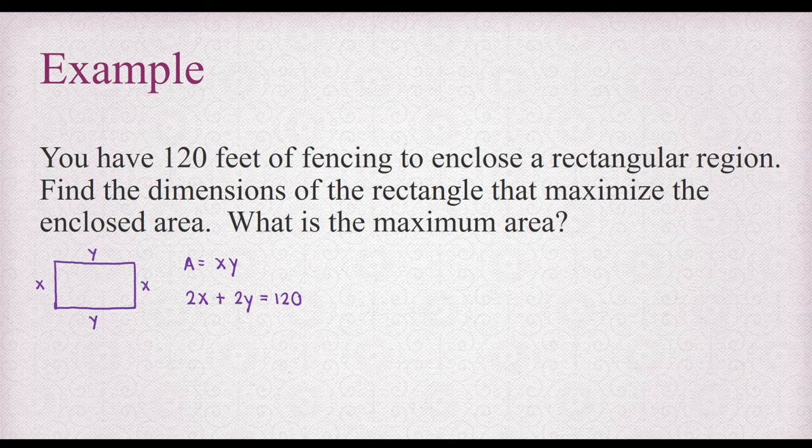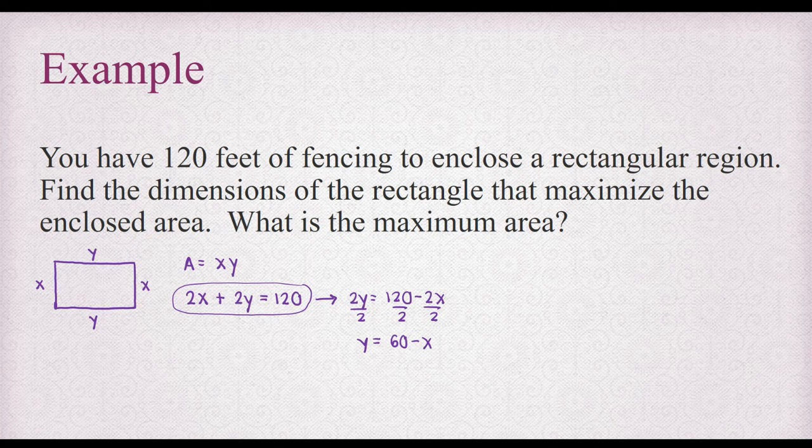Once again, I want to set up an equation where I just have one variable. So I'm going to manipulate the bottom equation here. I'm going to solve for y, and that way I can deal with an equation where everything is in terms of x. So if I solve for y, I'm going to subtract the 2x over. So 2y is going to equal 120 minus 2x. I'll divide everything by 2. And so I know that y equals 60 minus x.